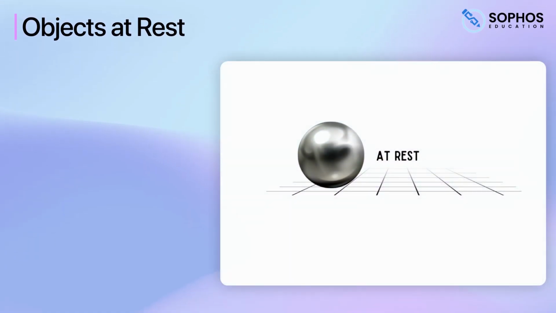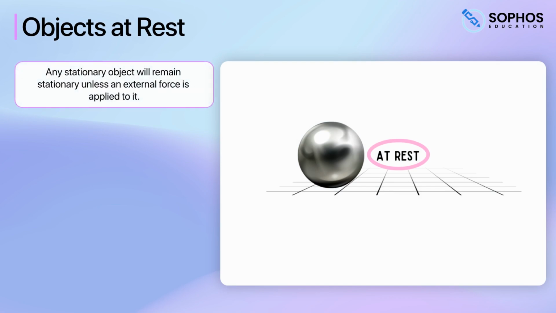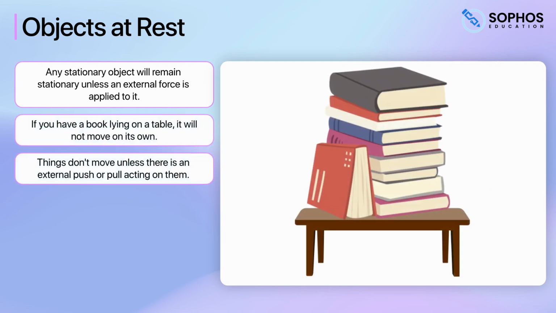First, consider objects at rest. According to Newton's first law, any stationary object will remain stationary unless an external force is applied to it. For example, if you have a book lying on a table, it will not move on its own. It stays in place because the forces acting on it, such as its weight pushing down and the normal force from the table pushing up, are balanced.